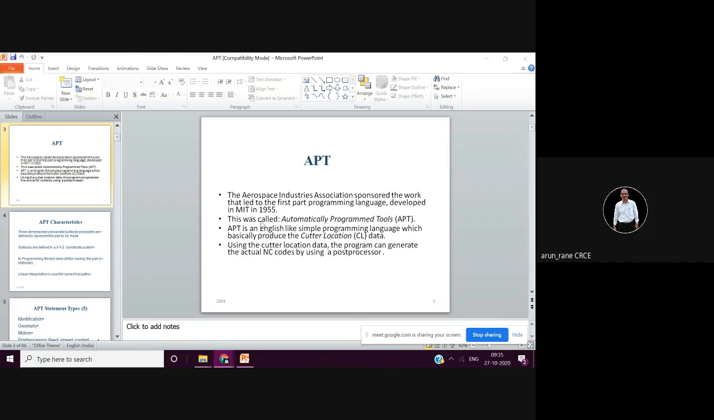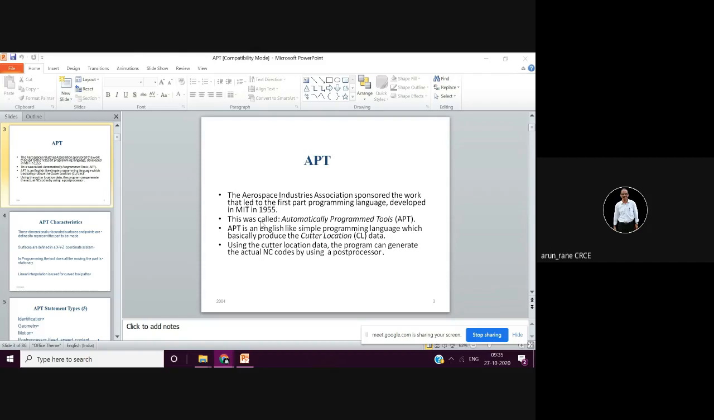What I'm trying to tell you is that APT is common. This APT program will be the same irrespective of any control. It remains the same for all controls.